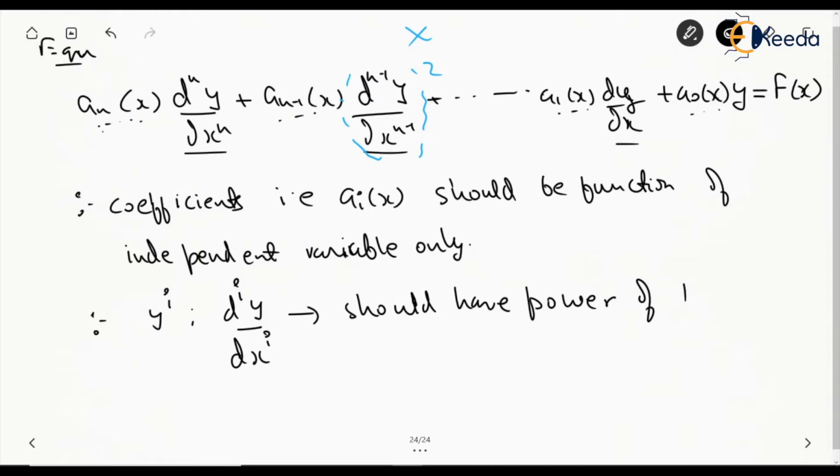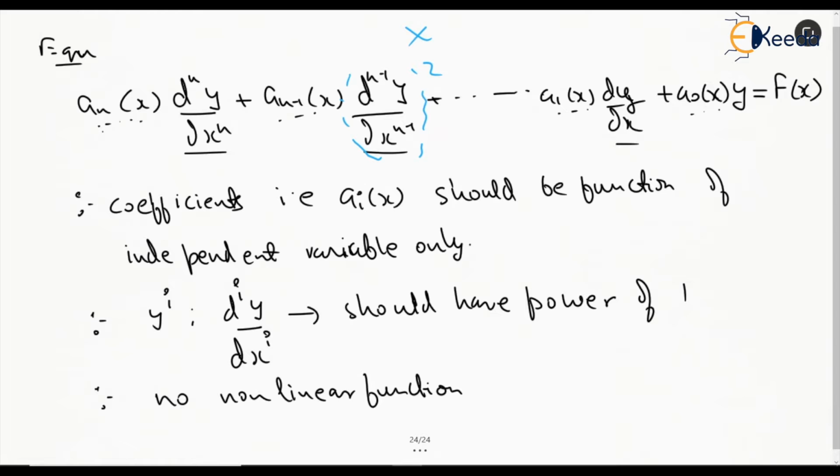And we don't have any non-linear function of y, like y square, sine y, anything like that. We should not have anything like that. This f of x is also clearly mentioned to be a function of x. It can be 0, it can be constant also. So if we follow all these conditions, then our equation is going to be a linear equation.